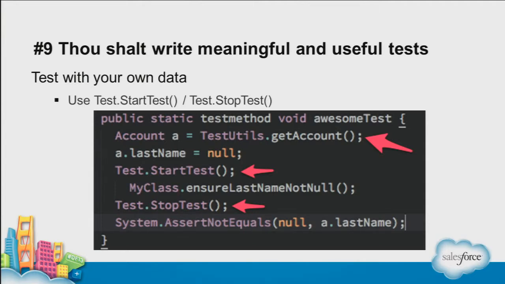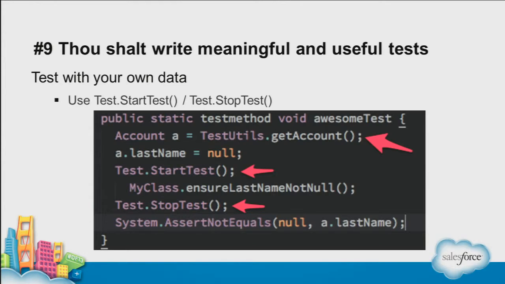If we look at this code here, we're going to run this test utils class again. We're going to grab an account. We're going to modify the last name, and then we're going to start the test. What this does is this lets us set up some data ahead of time for our test. Then we're going to start the test, and that resets the DML limits and all sorts of other goodness, so that when our test code, the code we're testing runs, it runs as if it were running in production. And then we're going to run a class here, creatively named ensure last name not null.